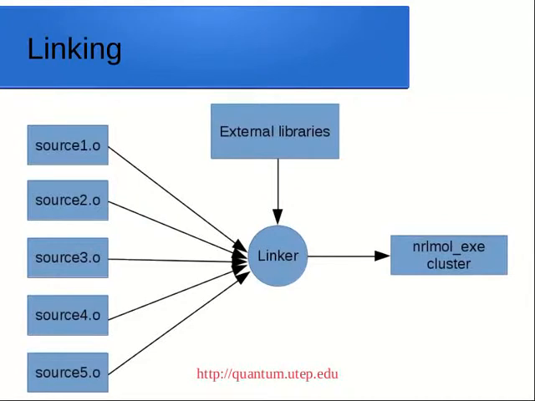You take all these source files that have been compiled into object files, the .o files, and you link them together along with external libraries, which can be mathematical libraries sometimes provided by the compiler of the system you'll be working on. They're put together into a single file called NRLMOL_exe, or in older versions of NRLMOL it's actually called cluster.